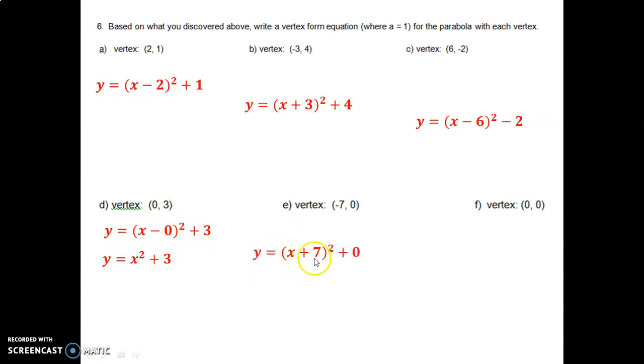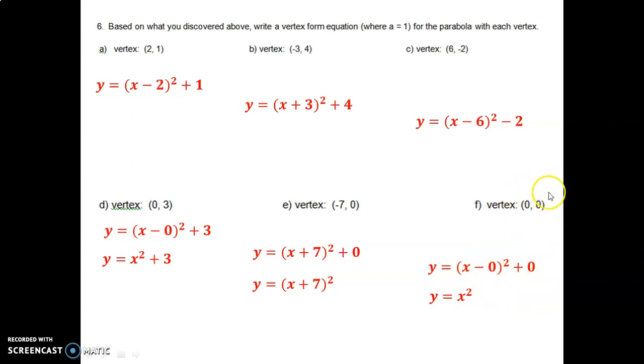This one begins the same way. We have our x value, our y value. We don't need to write that, so we can simplify it like this. And last one, vertex at 0, 0. That one looks like this. We have 0, 0, therefore it simplifies just to x squared, because this is 0, so x squared. So that's your basic parabola.